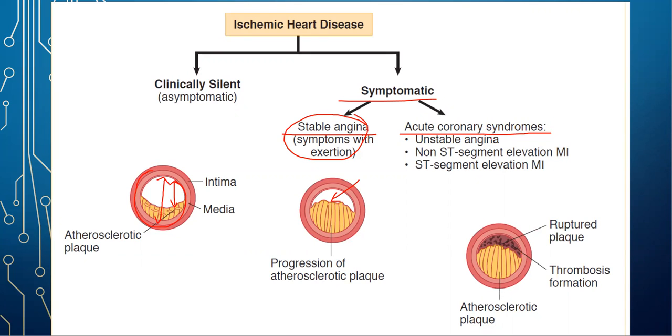Now we have divided acute coronary syndrome into unstable angina, non-ST elevated MI or ST elevated MI. ST elevated MI is also full thickness block. That means there is no blood supply after this block. And that's why it is the most important thing to rule out in a patient who has left-sided chest pain. Okay, so far we know what is this symptomatic ischemic heart disease. We have a stable angina, unstable angina, and ST and non-ST elevated myocardial infarction.